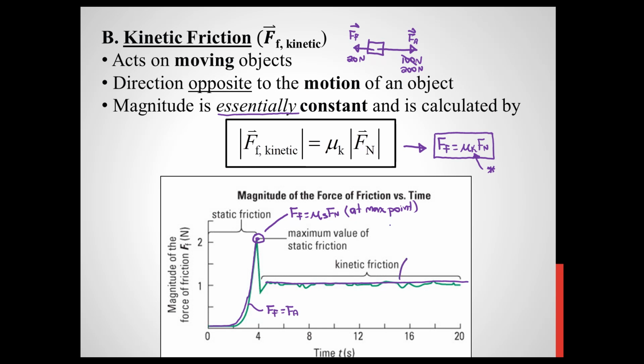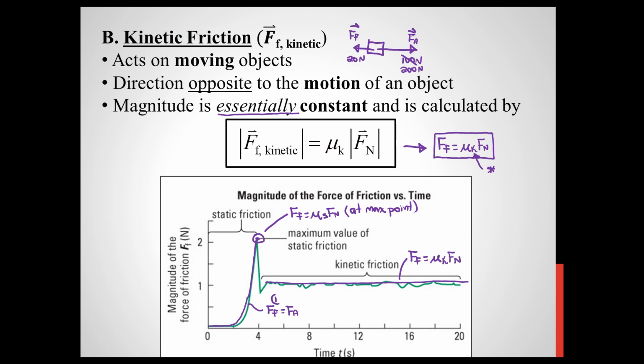So no matter what applied force I'm exerting on the object, once the object's moving, your force of kinetic friction would just be the coefficient of kinetic friction multiplied by the normal force. So it's kind of like three different parts to friction.